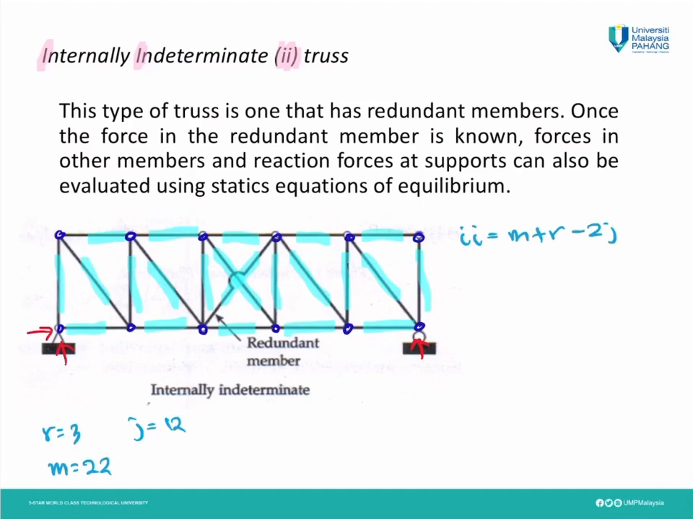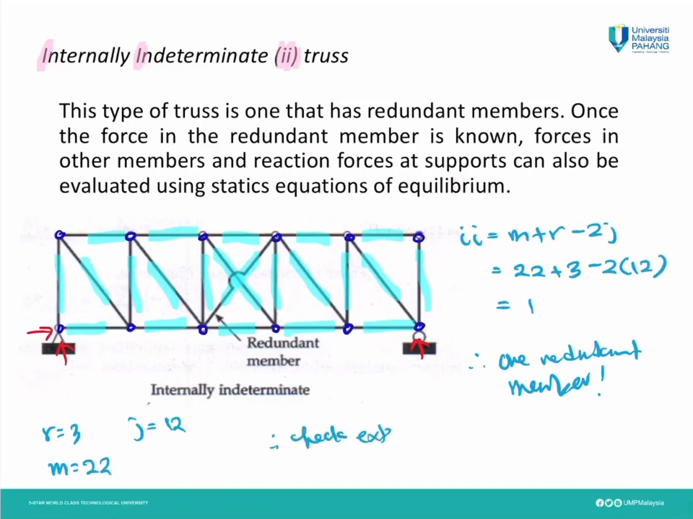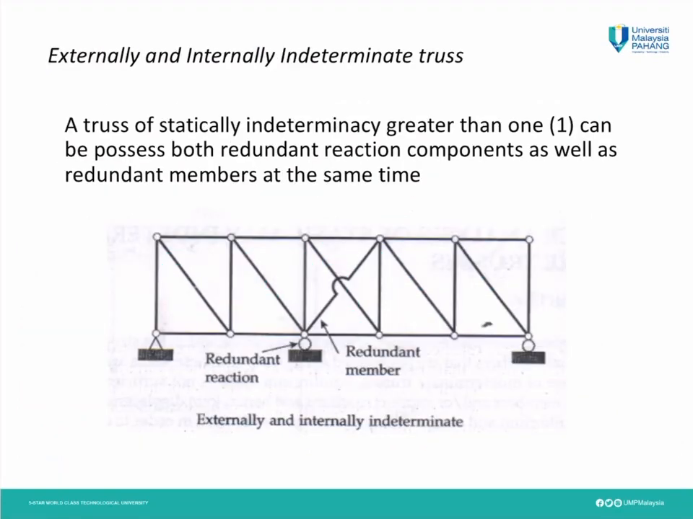So calculate the value of M plus R minus 2J. M is 22, R is 3, 2J, 2 times 12 equal to 24. So 22 plus 3 minus 24 equal to 1. Therefore, we have one redundant member. So we check the external: r minus 3 equal to 3 minus 3 equal to 0. Therefore, okay for externally. But do remember, in some cases, our truss can have both externally and internally indeterminate, which has redundant reactions and also redundant members.